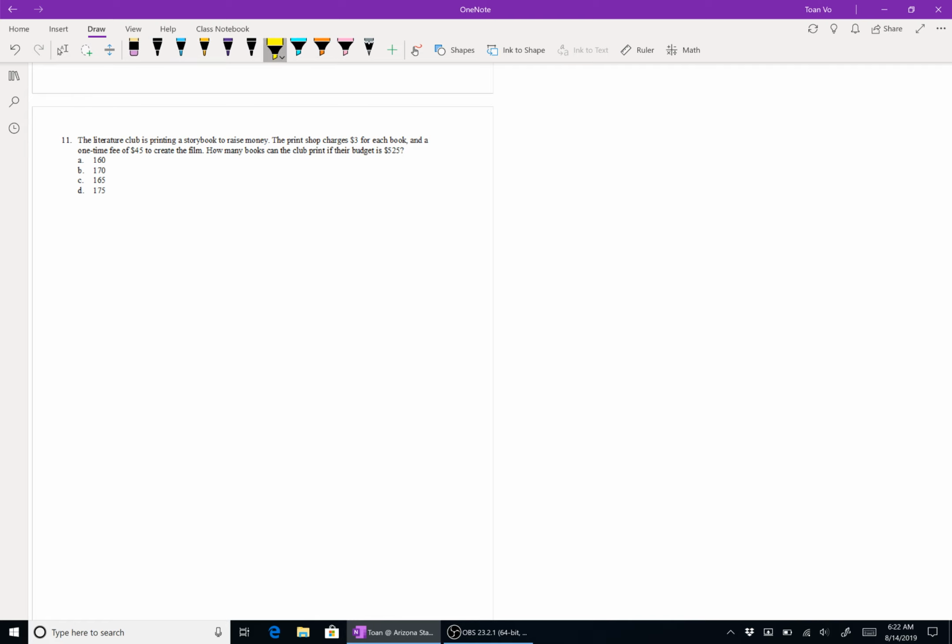More word problems, so let's just highlight the information that they give us. So you're printing, you need to raise money. The print shop charges $3 for each book. Now, in word problems or conceptually, if you have an expense, or something that adds for every something, you get charged this for each book, you make $10 per hour. Any type of number or quantity that is constantly changing is usually going to be the one that's attached to the variable.